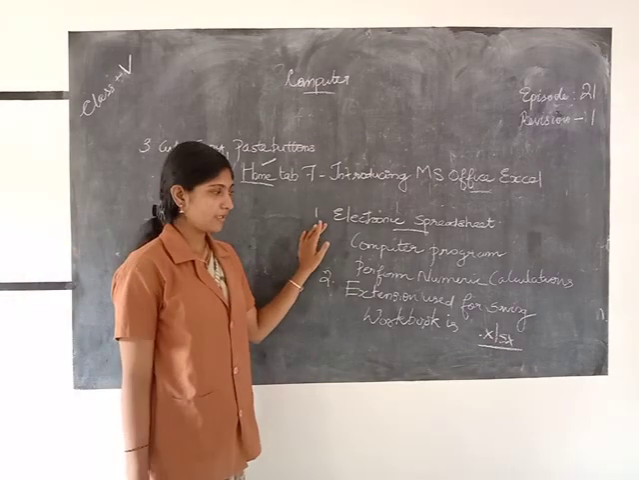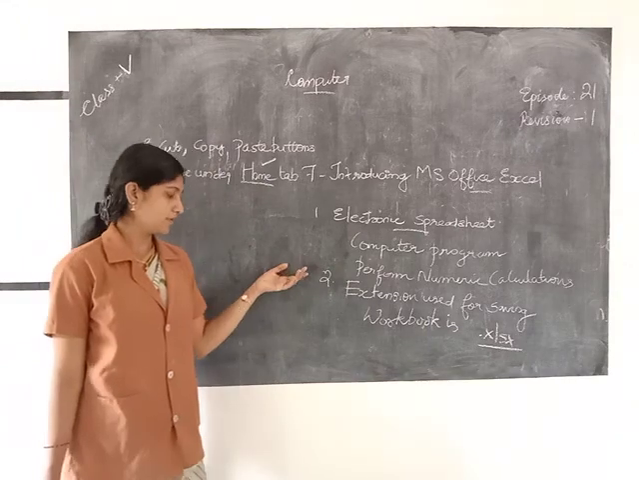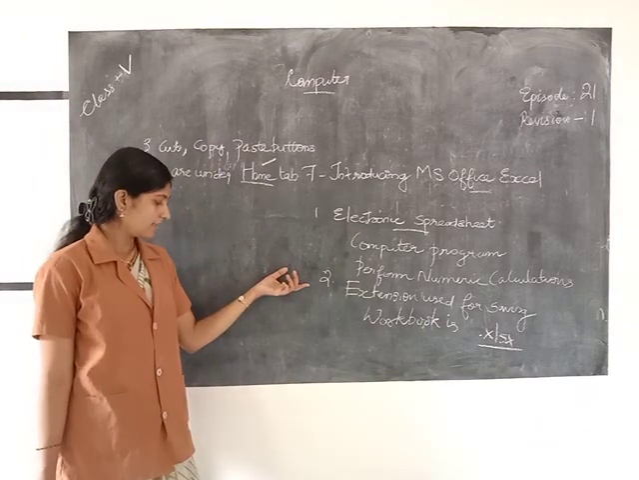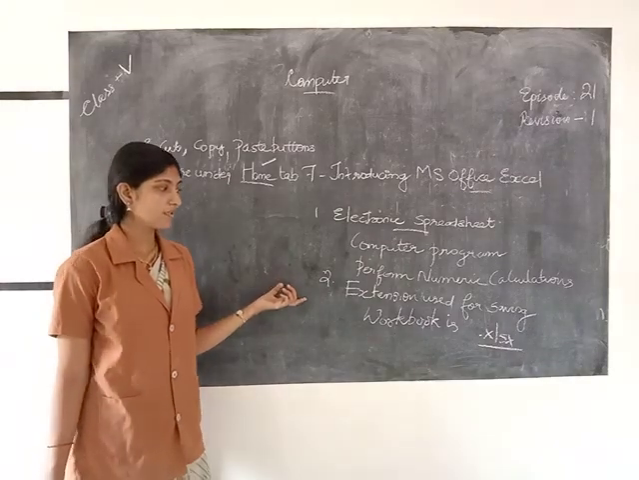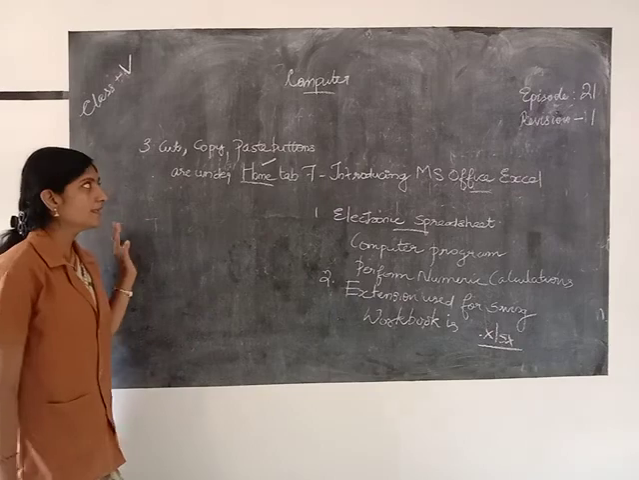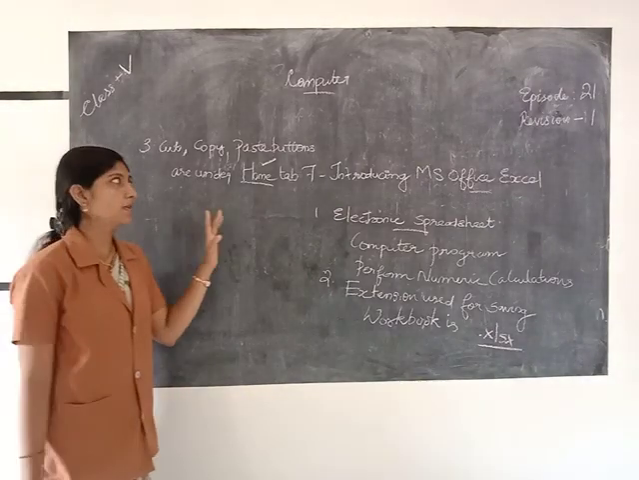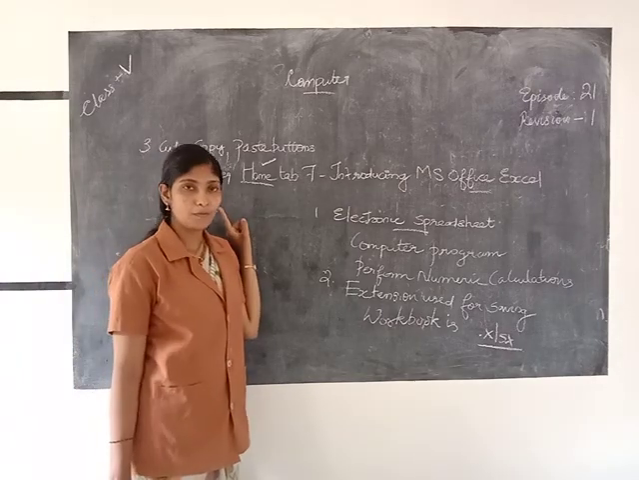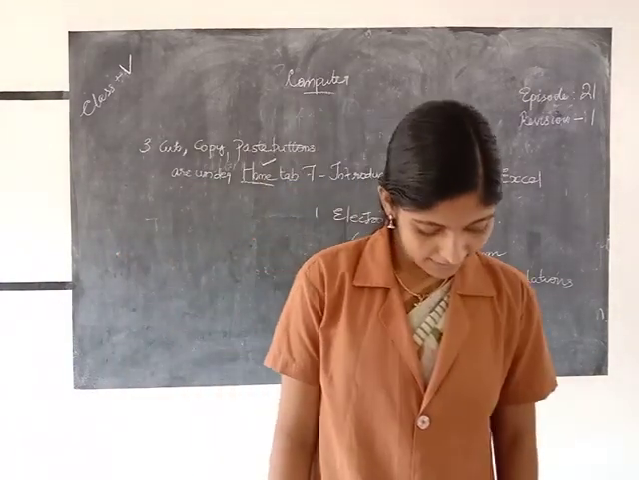So we discussed three important points. What is electronic spreadsheet? It is a computer program used for performing numeric calculations. And the second one is what is the extension used? That is .xlsx. Third one is cut, copy, paste. These buttons are under Home tab.